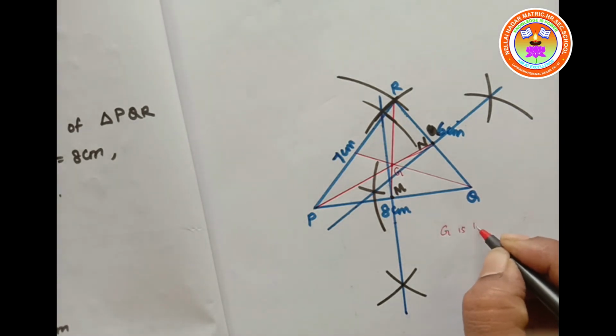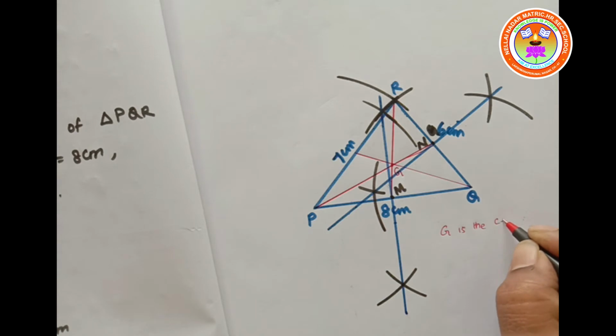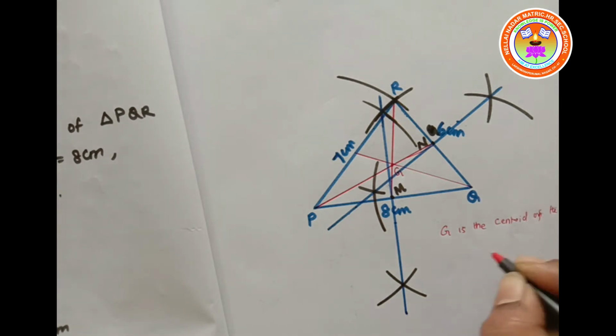G is the centroid of the given triangle. It's clear, children.